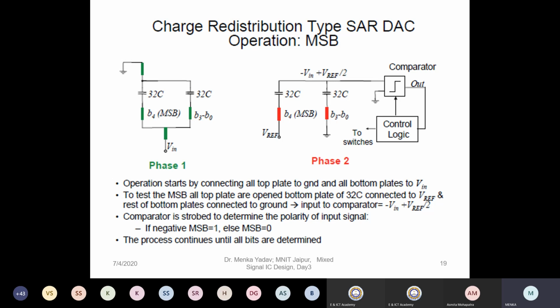So in this fashion, you are going to work for your SAR type of ADC. The charge redistribution type of ADC works in this fashion. Correct? So if there is any question, please raise your hand.